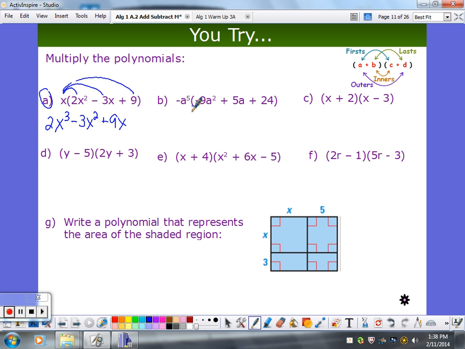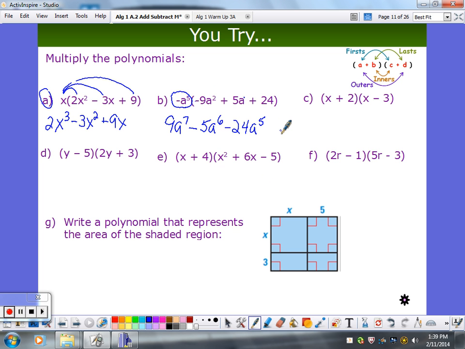Let's try this one. -8 to the 5th. Be careful with negatives. Negative times a negative is a positive. 8 to the 5th times 9a squared. What is that? 9a7. Negative 8 to the 5th times a positive 5a. What's the sign going to be? Minus. Okay, what do we get? 5a cubed. This is a 5. This is a 1. So you have 6 factors of a. Negative 8 to the 5th times 24. Minus 4 to 6. 24, 5. There we go.